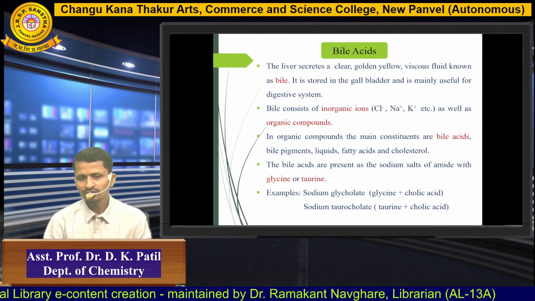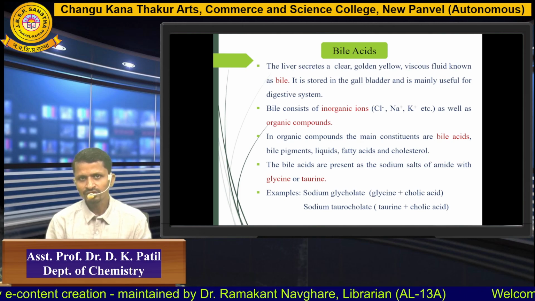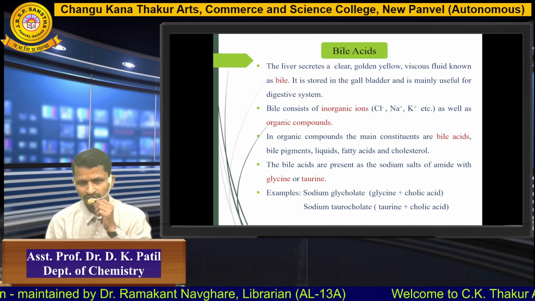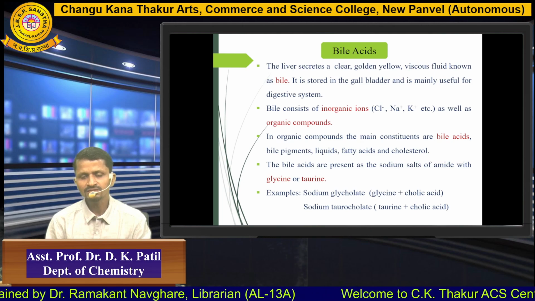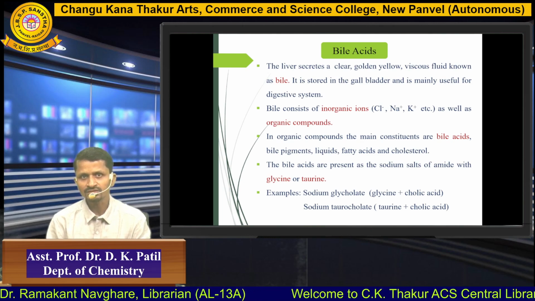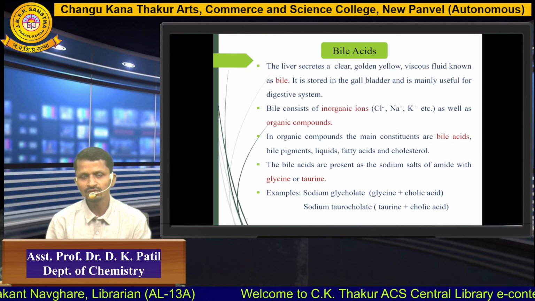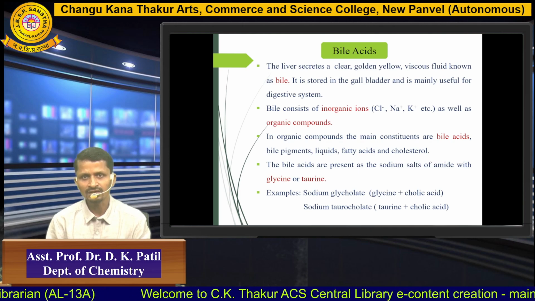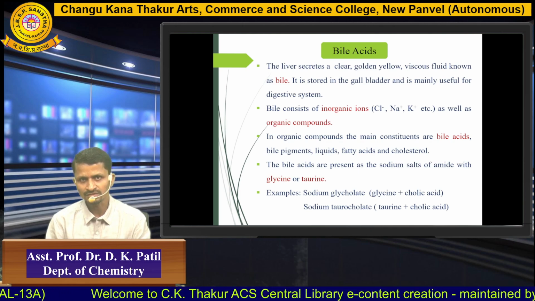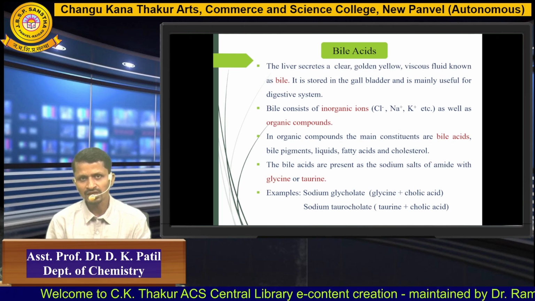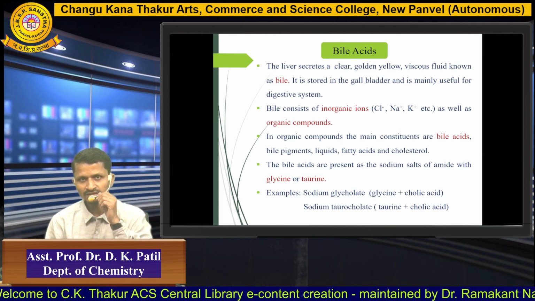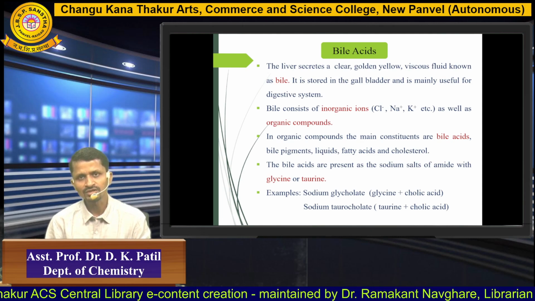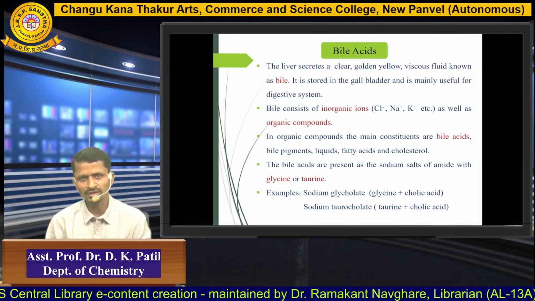Dear student, in the last lecture, if you remember, we learned about the bile acids. We learned that the liver secretes a clear golden yellow colored viscous fluid known as bile, which is stored in the gallbladder and is useful for the digestive system. We also learned that bile consists of inorganic ions like chlorine, sodium, potassium, as well as organic compounds.